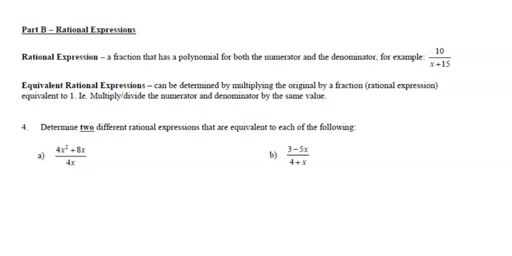So we can get equivalent ones. How? By multiplying the original by a fraction equivalent to 1, right? How did we turn a half into 4/8? We multiplied by 4 over 4. What's 4 over 4 equal to? 1. Just multiplying by 1. We are now going to multiply by a rational expression equivalent to 1.